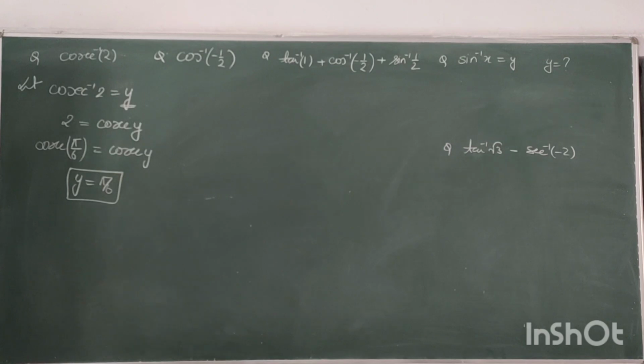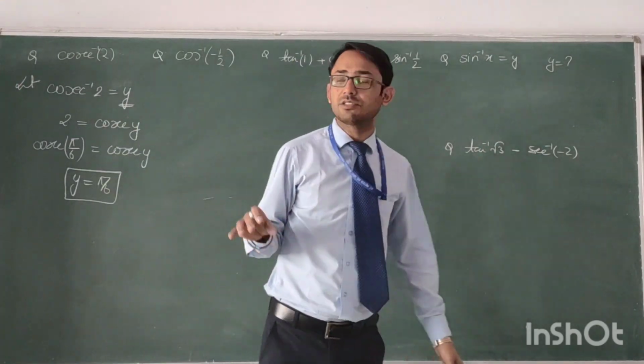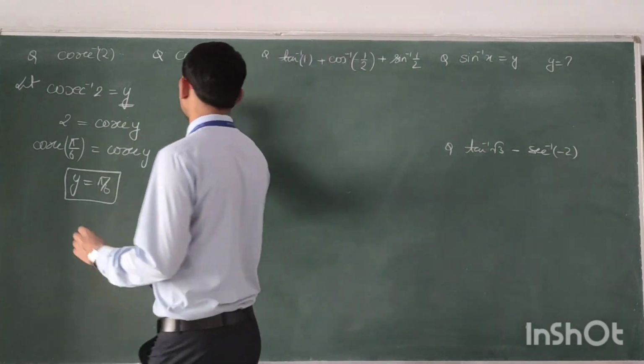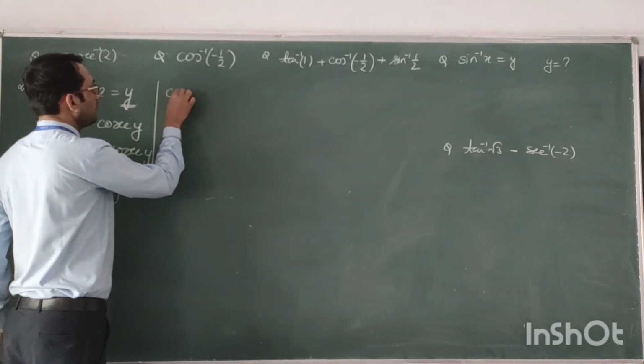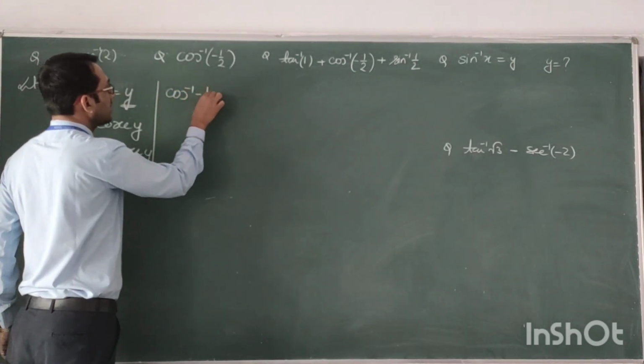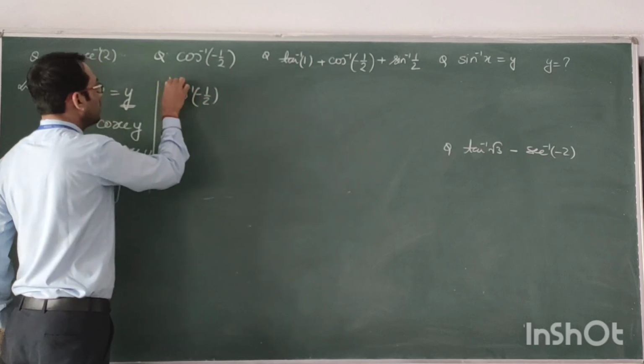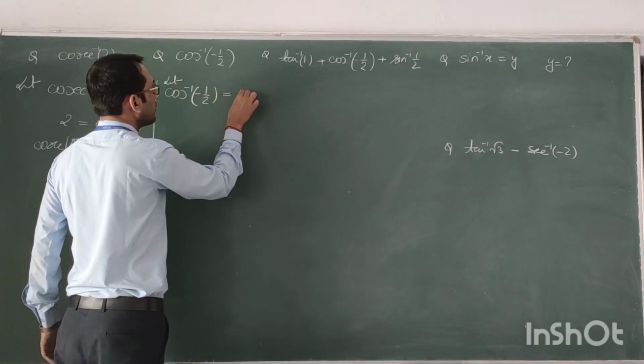I think it is a really very simple question. In the second question, some more skills we need to use. That's why I have taken this question. So this will help you to understand the topic a little better. It is cos inverse minus 1 by 2. We are supposing it as y.